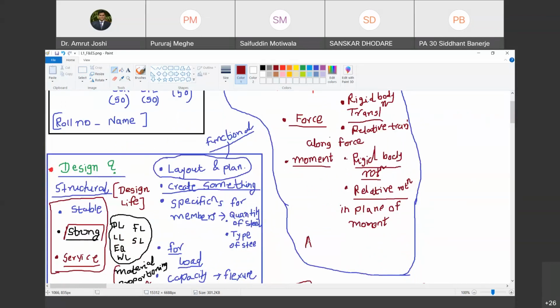So what are the four basic actions that we design the structure for? One, I am going to call it axial force. Another, I am going to call it shear force. So these are the two force actions. Are you with me? Yes, sir. And one we are going to call twisting moment. Twisting moment. And another, I am going to call bending moment. Are you with me?